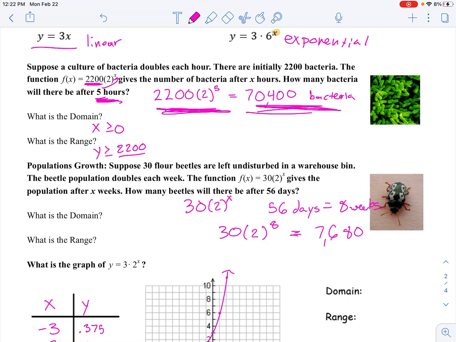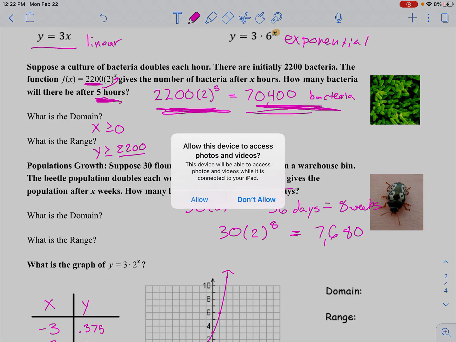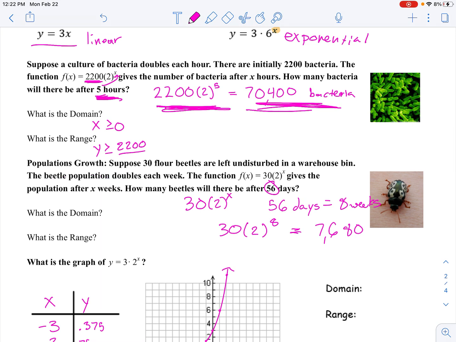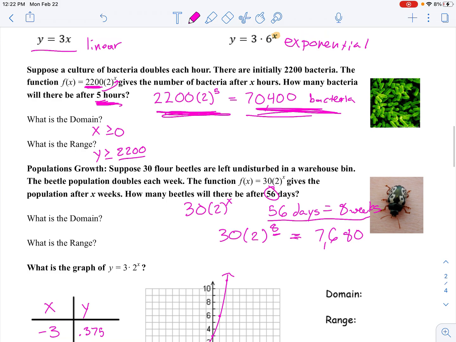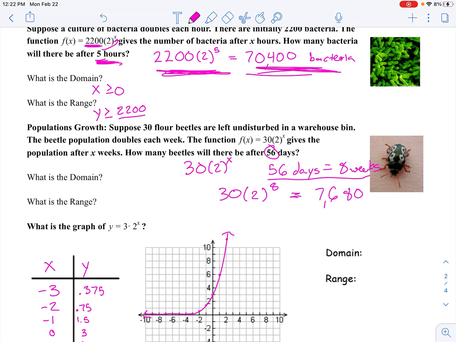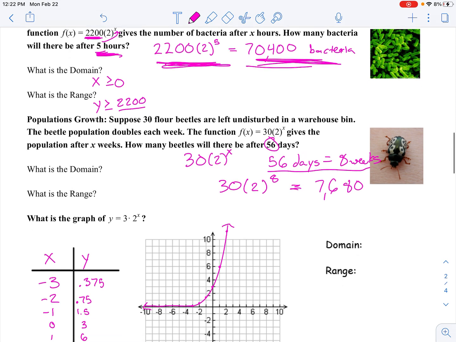Next, same type of situation here. This was our equation there. And it says 56 days. But it wants our beetle population to double each week. So I converted 56 days to 8 weeks, and I'm going to use that 8 instead when I fill out my equation here. So I use that 8, as you can see right there. I did 30 times 2 to the 8th power, and I got 7,680 beetles.